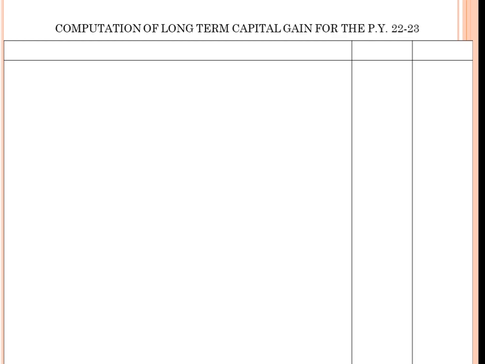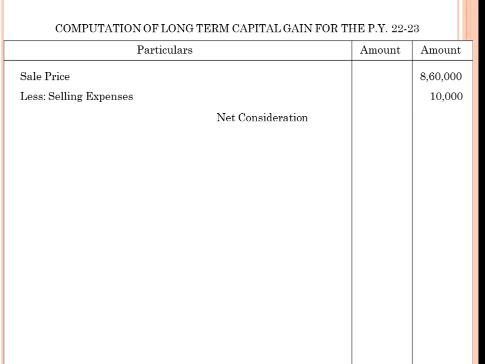See, and write down the heading like computation of long-term capital gain for the previous year 22-23. Divide into 3 columns: particulars, amount, and start with the sale price given, 8,60,000, and less selling expenses given, 10,000 rupees, and deduct. The balance, 8,50,000, we call the net consideration, followed by the cost of indexation. So already you know the cost of indexation is nothing but finding the present value of past investment. So indexation is applicable only in long term.